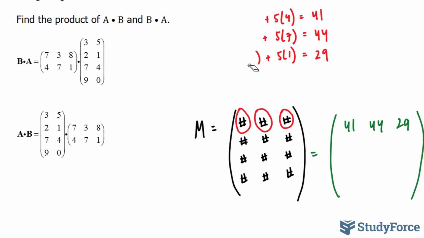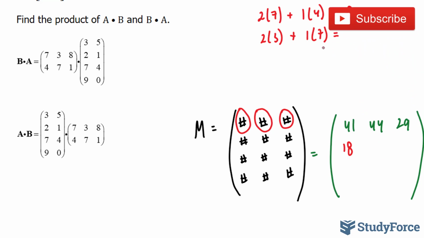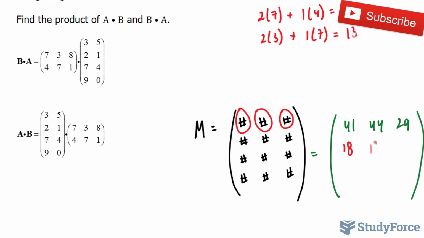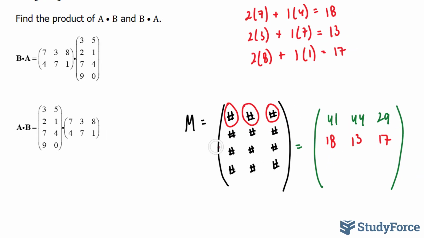For row 2, we'll use the exact same technique. First, I'll erase this, where I have 2 times 7 plus 1 times 4, and this gives me 14 plus 4 is 18. So I'll write down 18 right here. 2 times 3 plus 1 times 7, and that gives me 6 plus 7 is 13. And my final number in the row is 2 times 8 plus 1 times 1. This equals 16 plus 1, and that's 17. Another row completed. Let's move on to the third row.